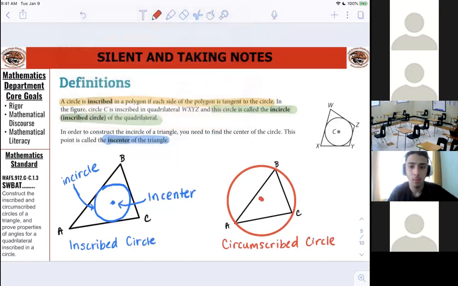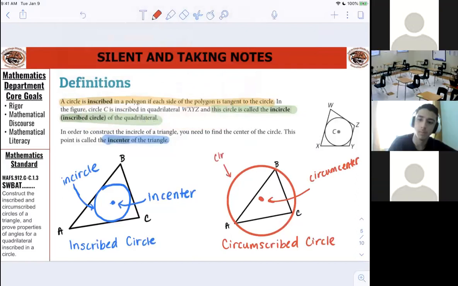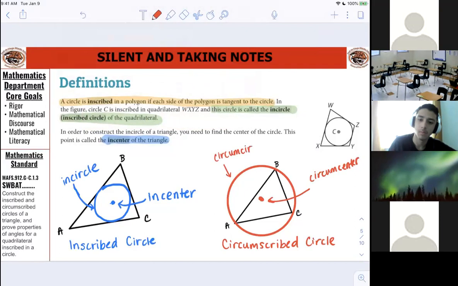Now over on my other triangle, what's the center called? Circumcenter. And the outside is the circumcircle. Exactly. So those are the differences. They're very similar, but one is on the inside, one is on the outside. If that helps you, that is a really good little diagram to write down for yourself, and I'll give you a couple minutes to do that.